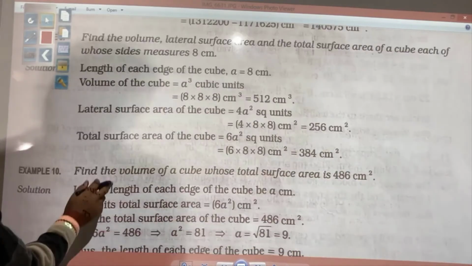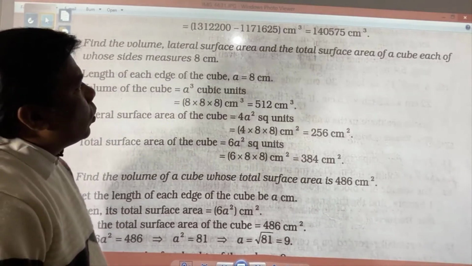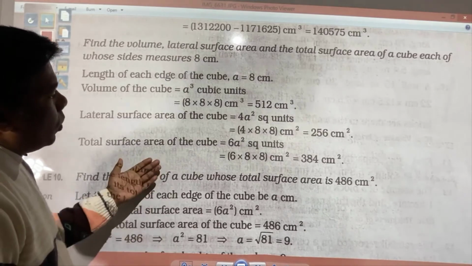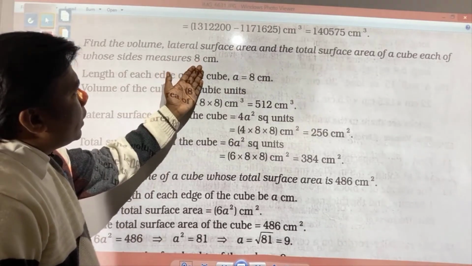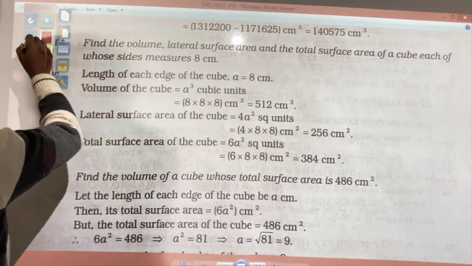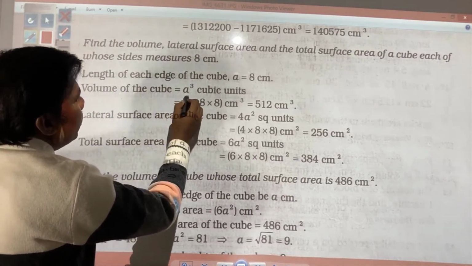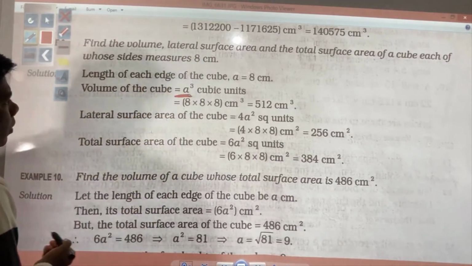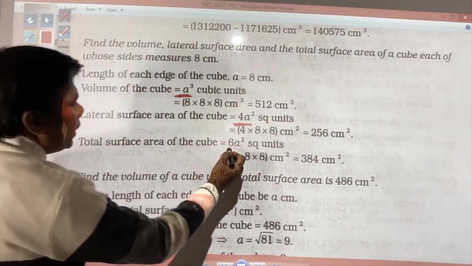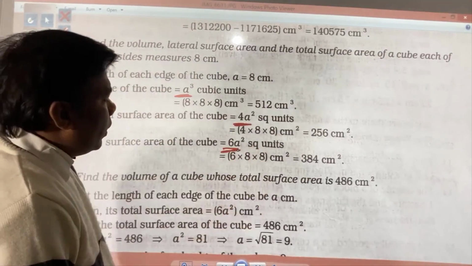Then you have question number 9. Find the volume, lateral surface area and the total surface area of a cube, each of whose side measures 8 cm. So easy it is, 8 cm side is given. You only need to know the formulas, and that you know. Volume of the cube is a cube. So just put the value. Lateral surface area is 4a square. Total surface area is 6a square. In place of a you need to put 8 and you will get the answer.